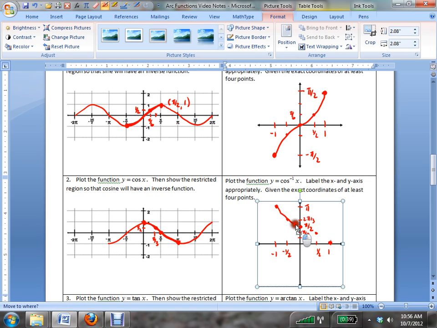And now I can go ahead and graph the cos inverse function. Notice it has defined endpoints. It is always going to be defined for a range of 0 to pi.